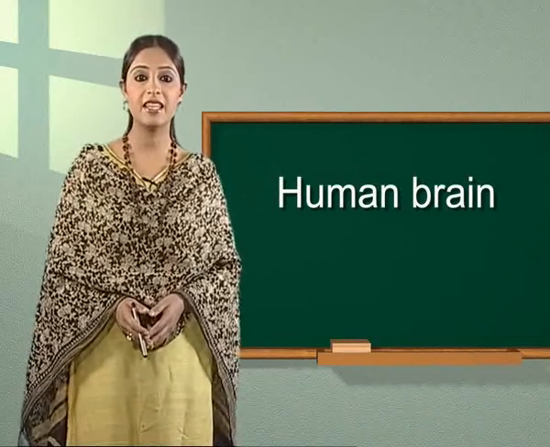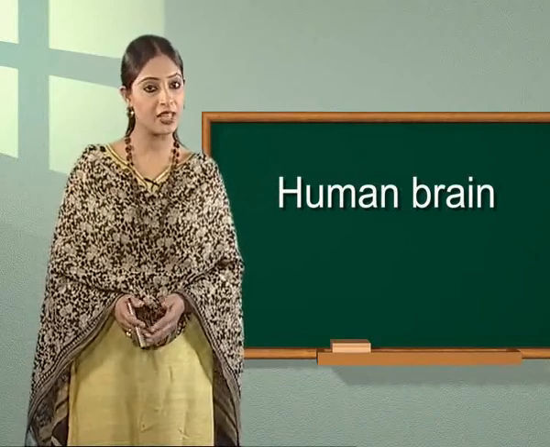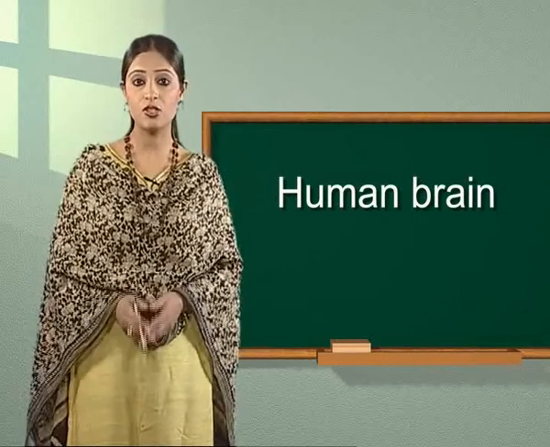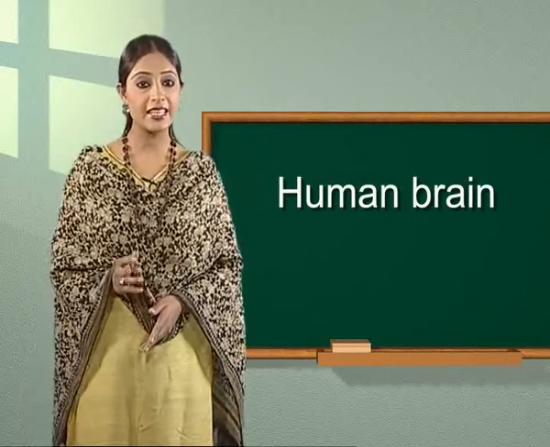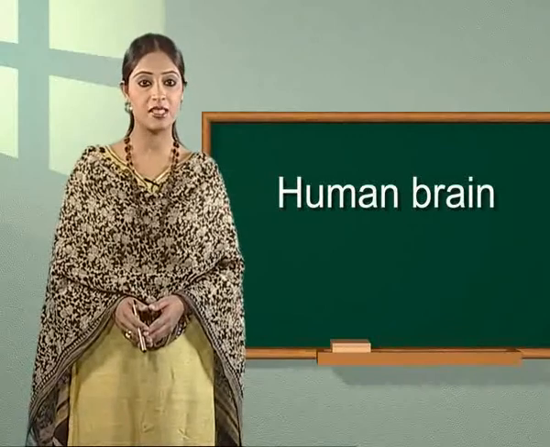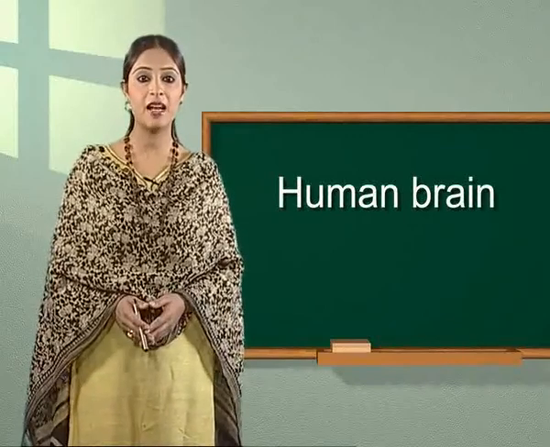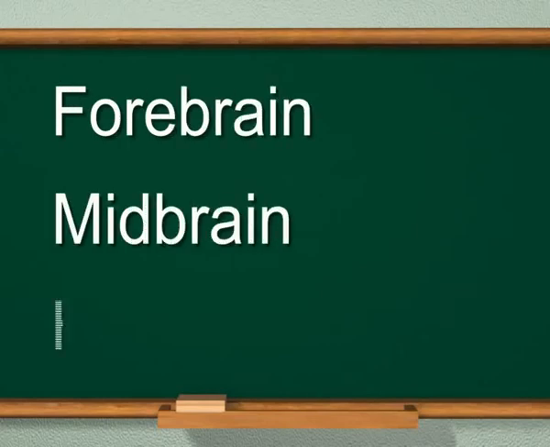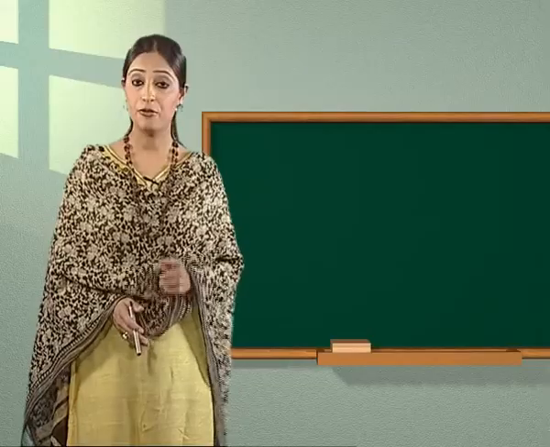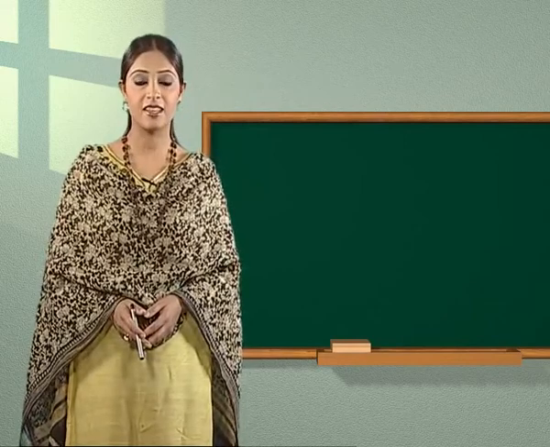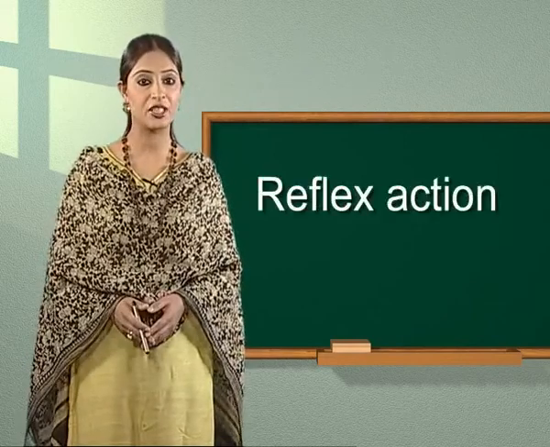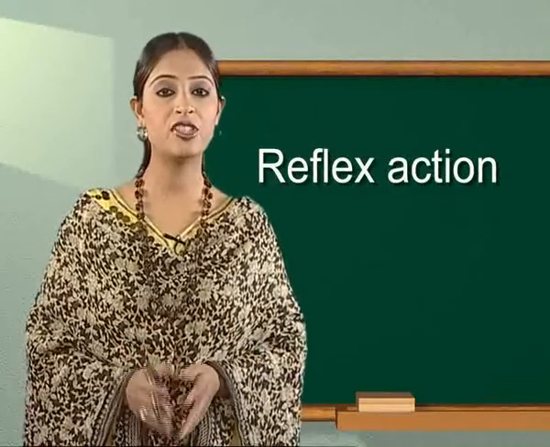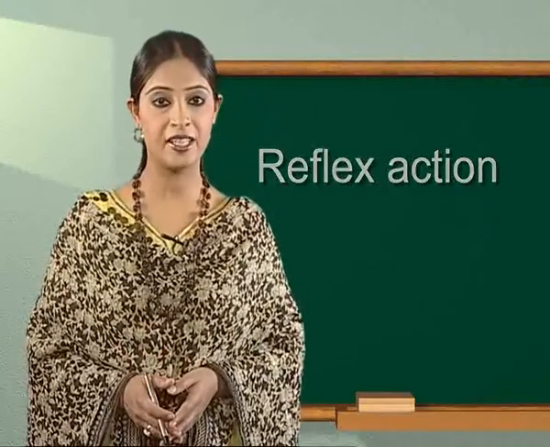We will learn many things about our brain in today's class. We will also learn about the functions that each part of the brain performs. There are three main parts of the brain: the forebrain, the midbrain and the hindbrain. We will also know about an unconscious effort which we usually carry out to protect ourselves. That is reflex action. Let's first talk about some natural protection of the brain.